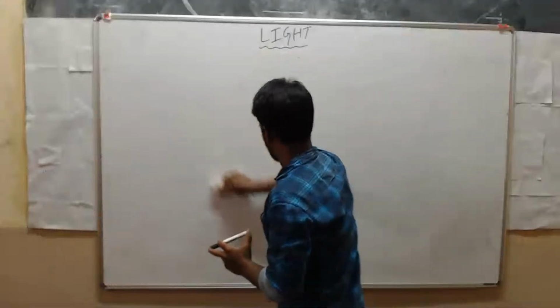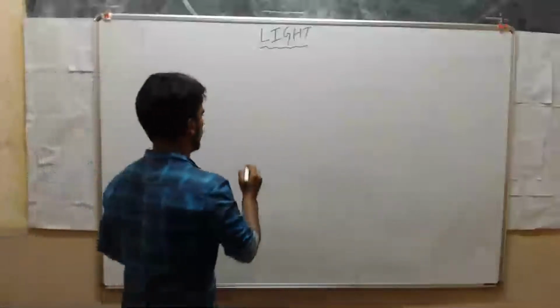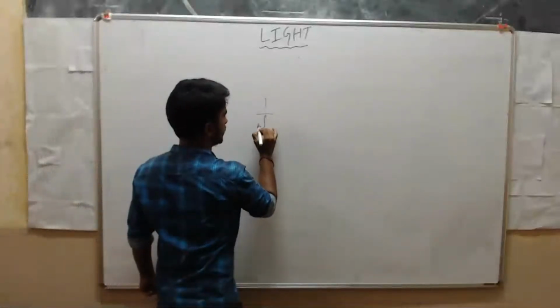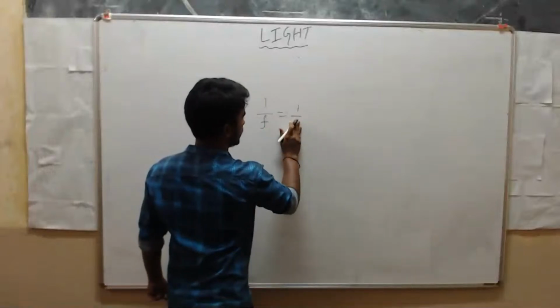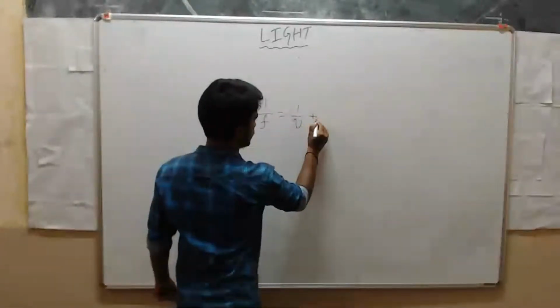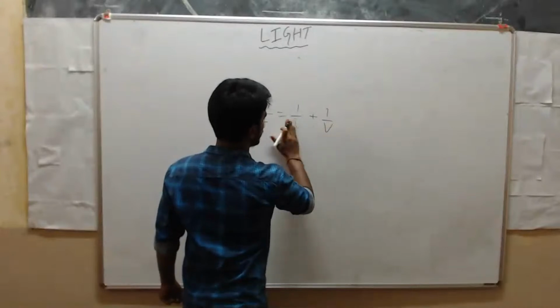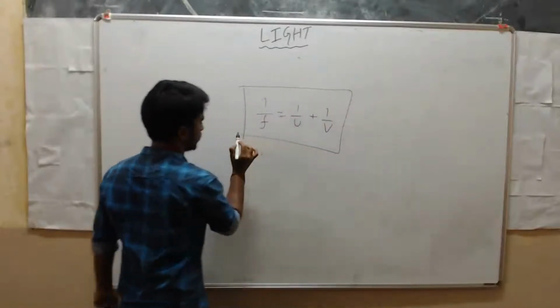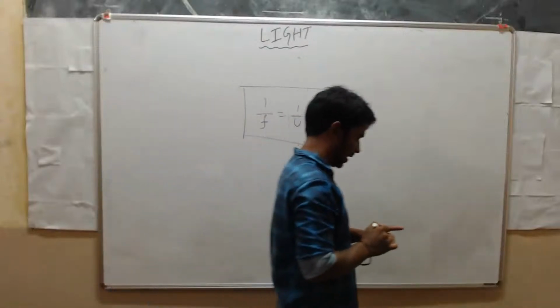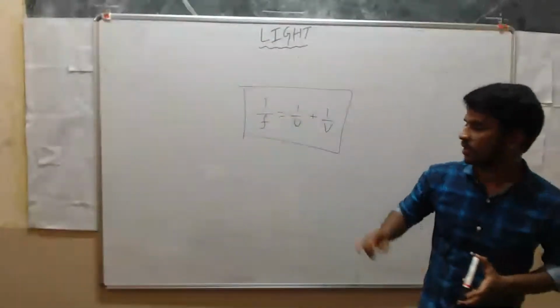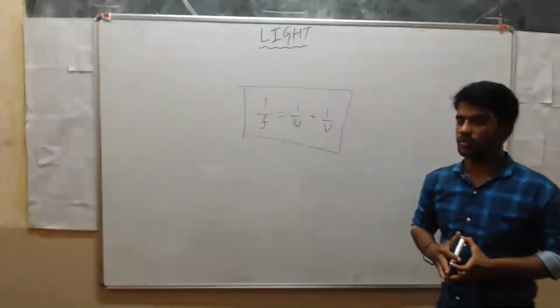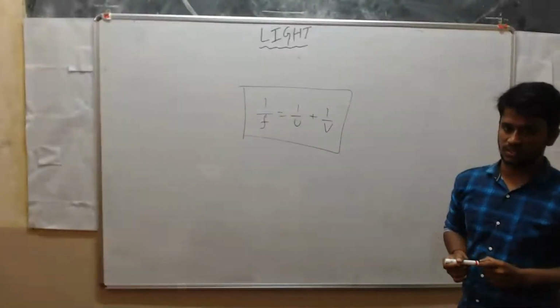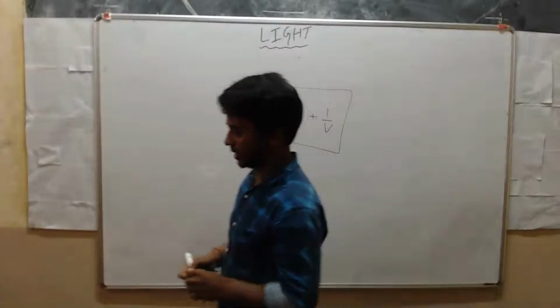And today we discuss one important formula, right? That is 1 by f is equal to 1 by u plus 1 by v. Okay, so we call this the mirror formula. Here f represents the focal length of the mirror, u represents the object distance and v represents the image distance. Okay, next move to magnification.